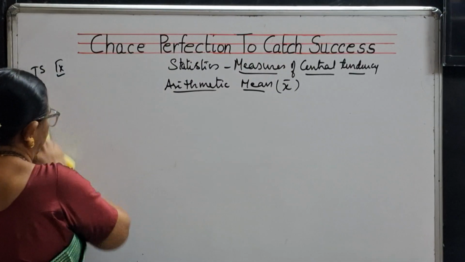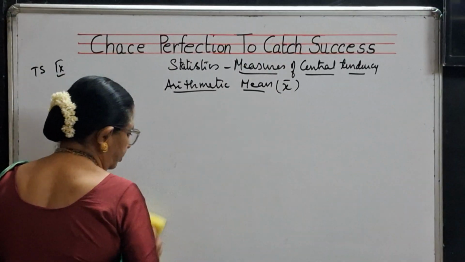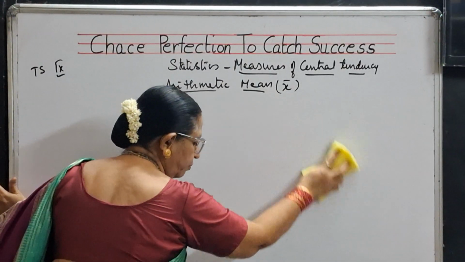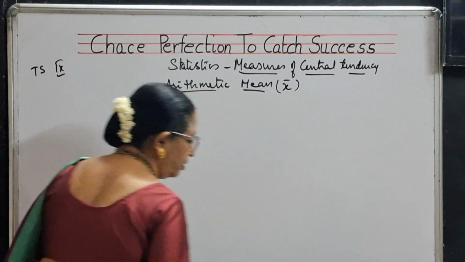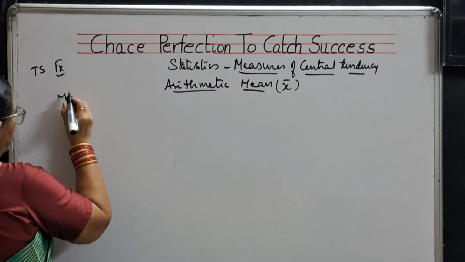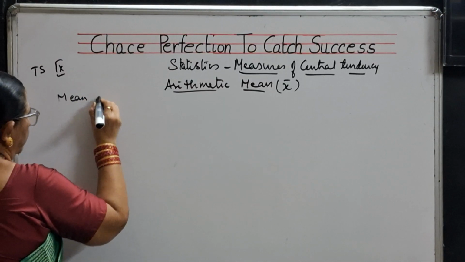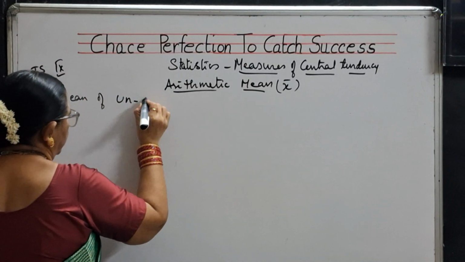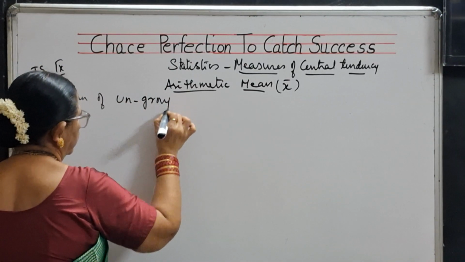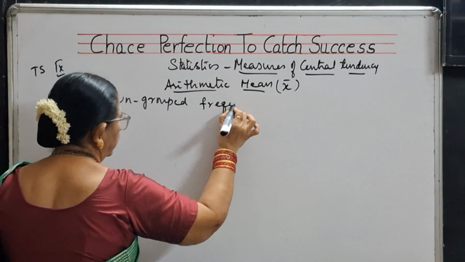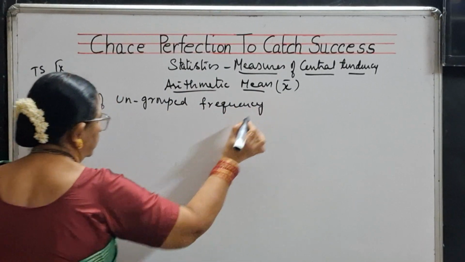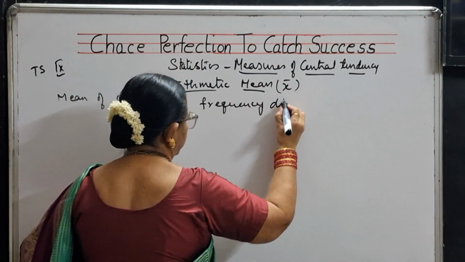Now let us see the next part of this. This is mean of ungrouped frequency distribution. Mean of ungrouped frequency distribution.